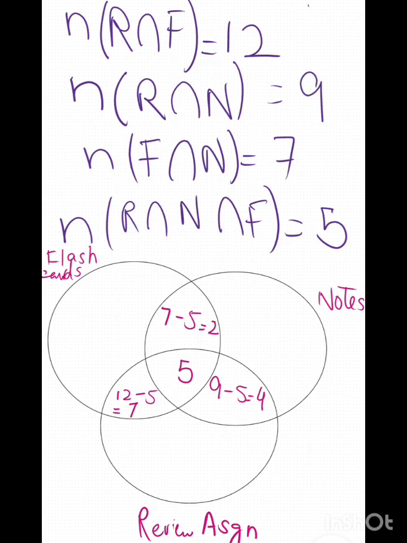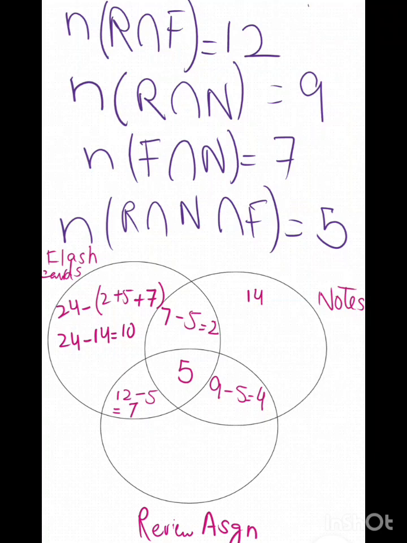So now let's talk about the remaining sets. The flashcards total value was 24, but we have already added 3 of them. We have separated them. So we will subtract 7, 2 and 5 from 24 to get the number of students who are only using flashcards. So it's 14 in total. So 10 students are only using flashcards for preparation of the exam.